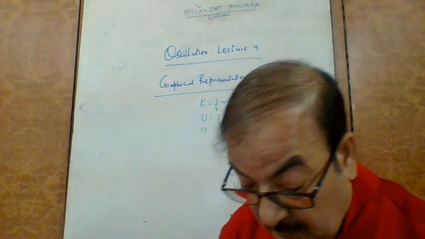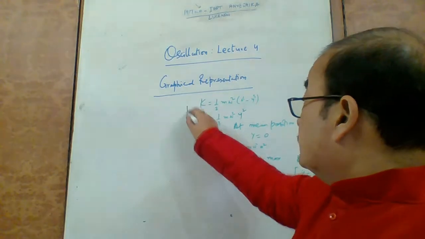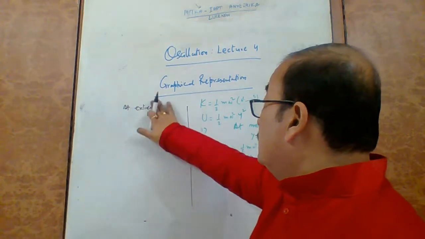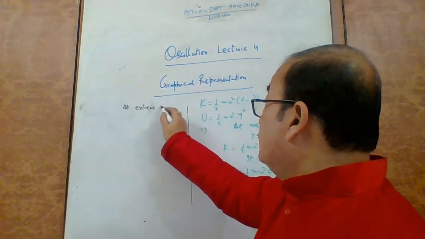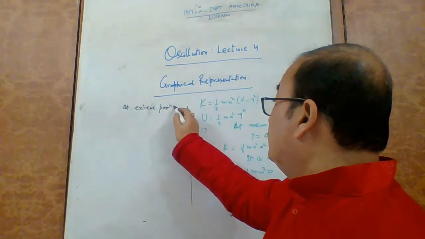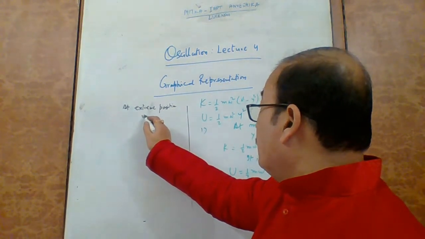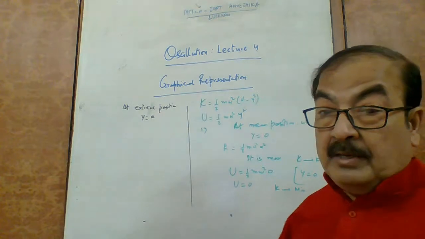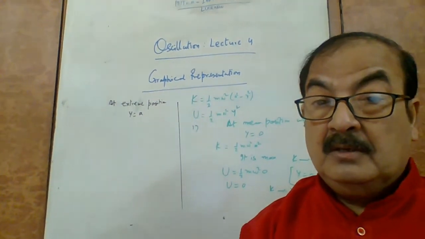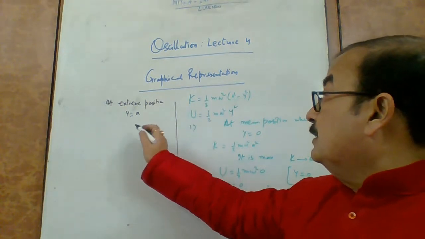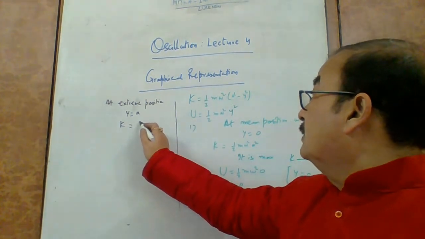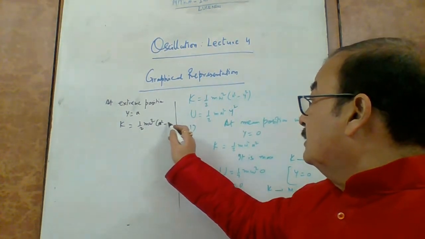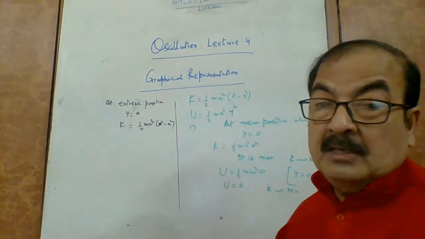If we take the thing at the extreme position, we have y equal to a. There y equal to a will come. When y equal to a, if we say y equal to a, then kinetic energy will be equal to half m omega square (a square minus a square). A cancels out and we have 0.